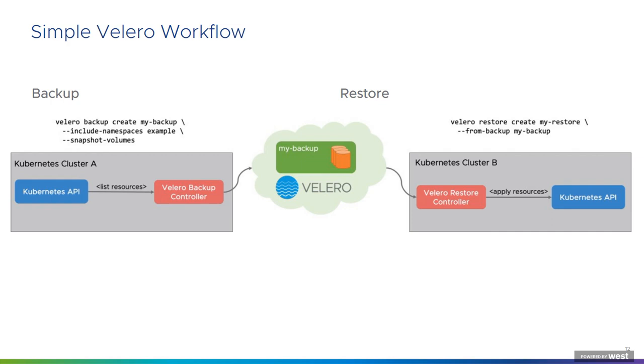This is a great demonstration of potentially a disaster recovery scenario where maybe we lost cluster A and we needed to restore service into a new cluster. It's also a great example of a migration scenario where we have a workload or a namespace that we want to move from cluster A to cluster B. What I'd like to do now is jump into a demonstration of some of the capabilities that Velero has in action.